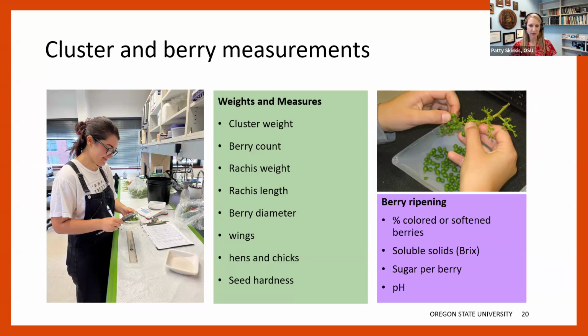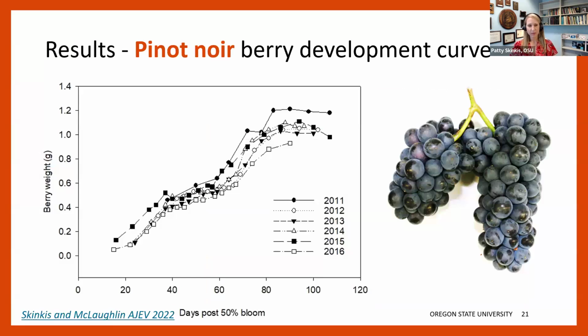So lots of work. Even some people who are listening today were probably in my lab at one time and helped collect some of this data. What we did was publish a model for Pinot Noir in 2022. I'll provide the links to everybody who registered today, but this is publicly available. Over these 6 growing seasons, which were very diverse from a climate standpoint, we saw a very common berry weight development curve based on days post bloom. That's what we see here.